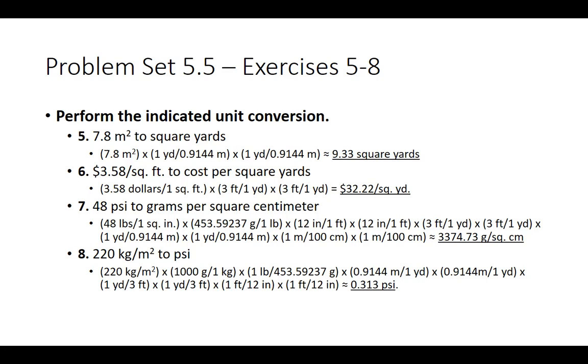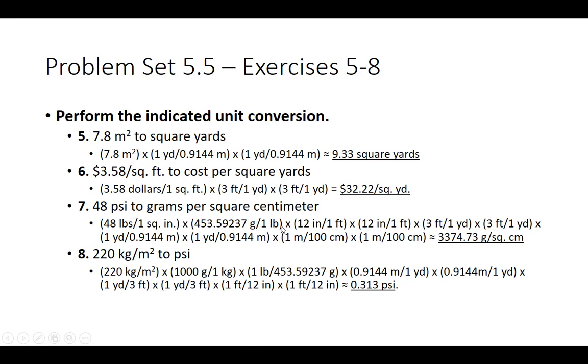Luckily, pounds to grams isn't that bad. We have that conversion, 453.59237 grams per pound. Pounds have to go on the bottom to cancel pounds on top, leaving us with grams on top. So that's going to be the conversion factor of 453.59237 grams over 1 pound. Pounds cancels, leaving us in grams per square inch.